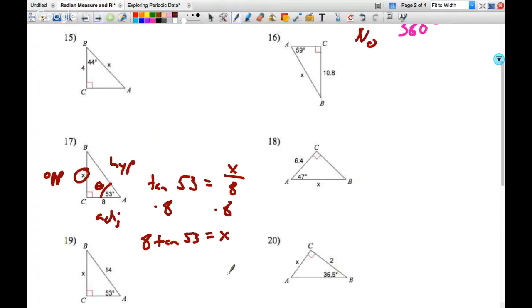This is approximately, get out my calculator again. Let's see, tangent of 53 times 8, 10.61 units.